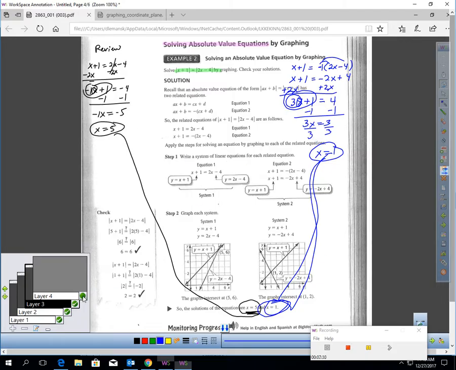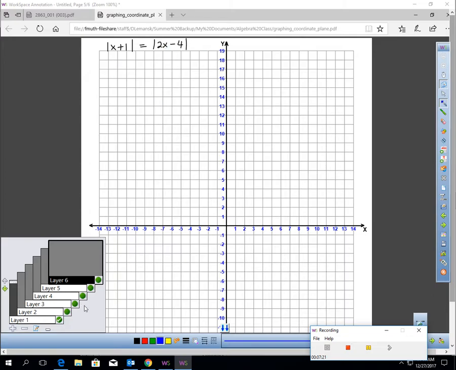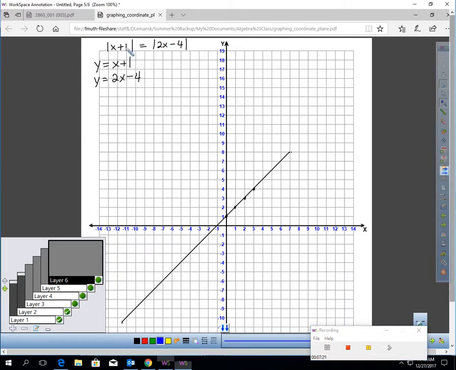But you notice in the book, they want us to solve it by graphing. So how do we do that? Well, it's easy. We do the same thing we did before. So let me go to my new screen. Here's the problem. And I'm going to write 2 equations. I have y equals x plus 1 and y equals 2x minus 4. I'm going to graph them both.